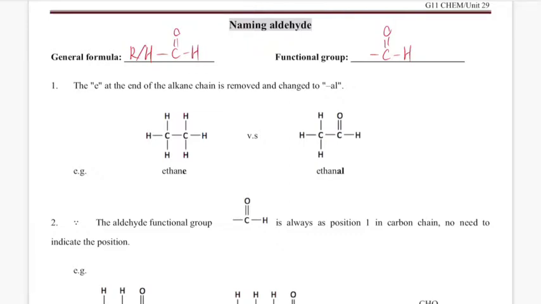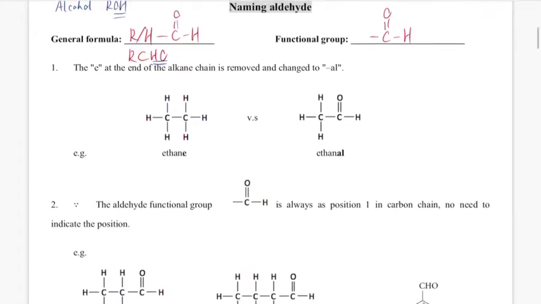Sometimes you may also see that aldehyde can be written as R, the alkyl group, and then CHO. Remember, previously we learned the general formula for alcohol is ROH. To be able to distinguish between alcohol and aldehyde, for aldehyde you must write H in front of O.